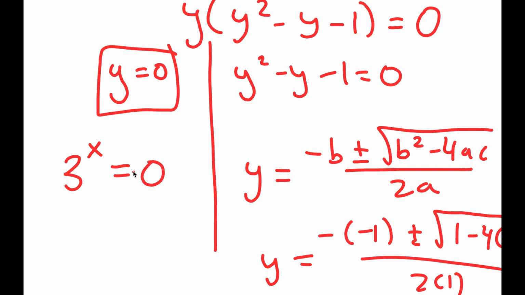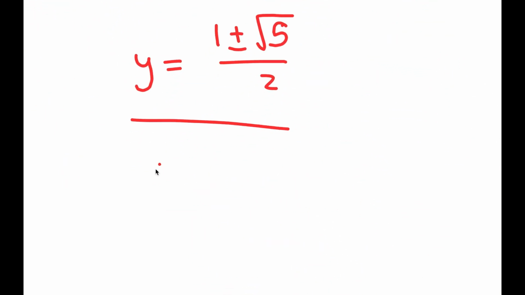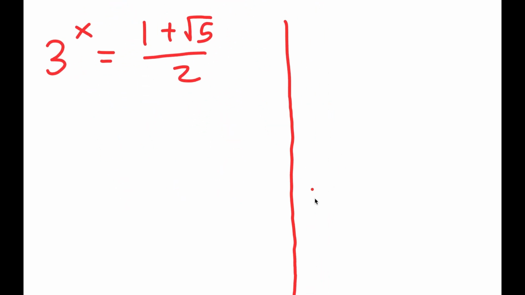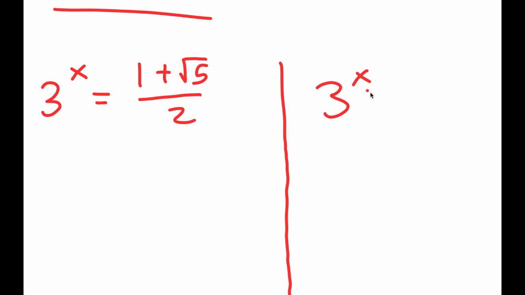So we get 3 to the power of x equals 0 for this. And there's actually no solution for this because you can't take the power of a number and make it equal 0. So I'm left with 3 to the power of x is equal to 1 plus the square root of 5 over 2. And 3 to the power of x is equal to 1 minus the square root of 5 over 2.